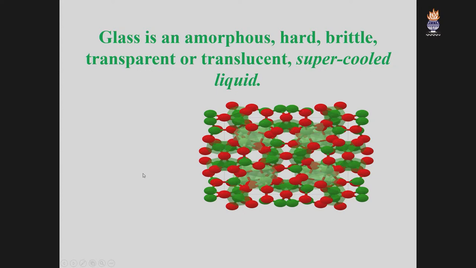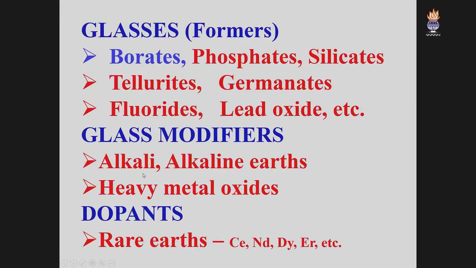So this is the structure of glass. It is disordered; you can see it is not like a crystalline material, which is why we call it a non-crystalline material. What are the requirements to prepare glasses? We need three important things: glass formers, glass modifiers, and some dopants.